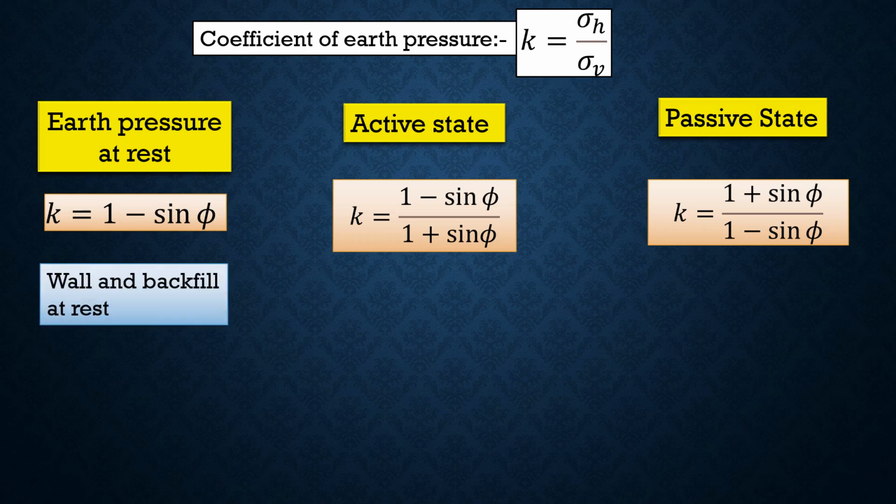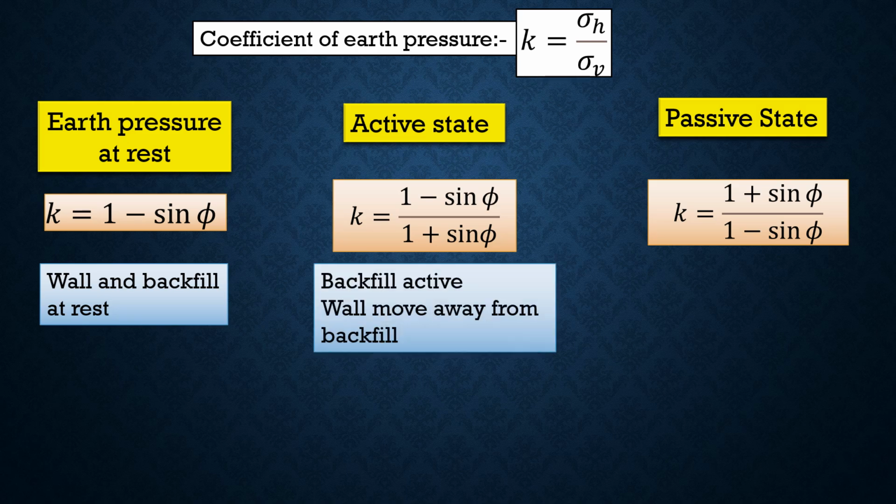Second condition: in case of earth pressure at rest, wall and backfill both are at rest. If both are at rest, then the yielding condition is 0 and strain is also 0. In the active state, the backfill is active, and if the backfill is active, then the wall moves away from the backfill. Because of that, the strain is 0.2 to 0.5%.